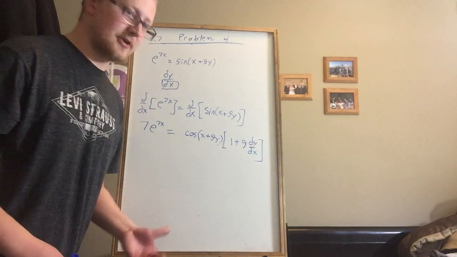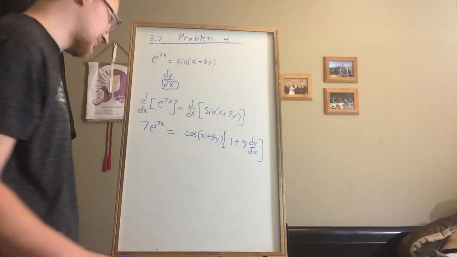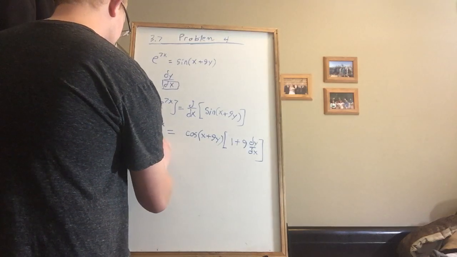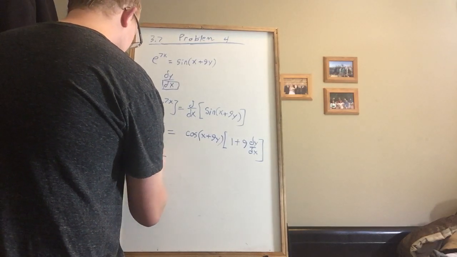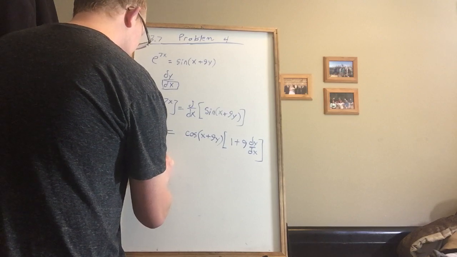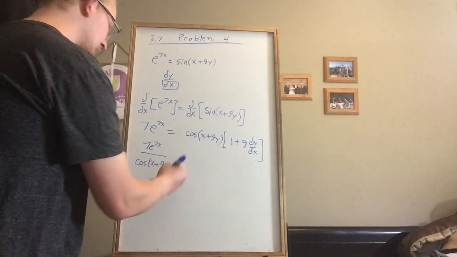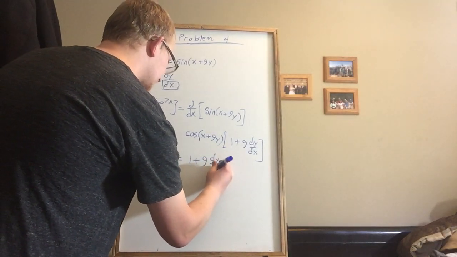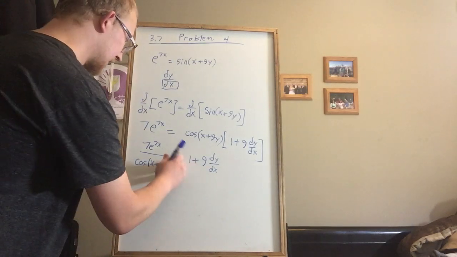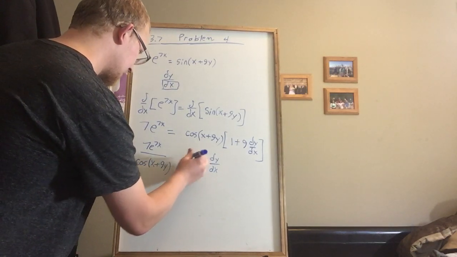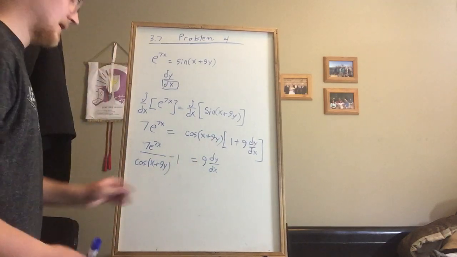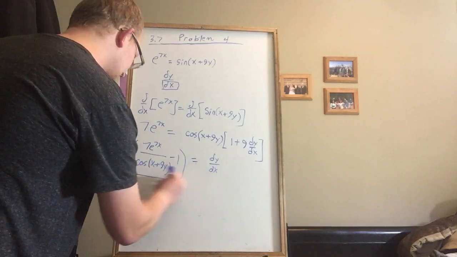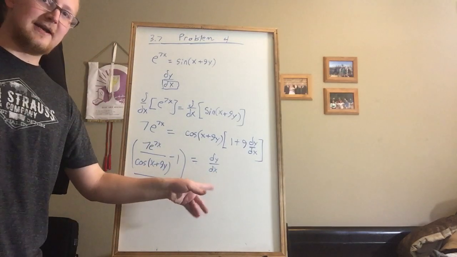Well, now our goal is to solve for dy/dx, so we're going to have to do some algebra. Let's go ahead and divide by the cosine of x plus 9y. So we'll end up with 7e to the 7x over cosine of x plus 9y equals 1 plus 9 dy/dx. So the next move is to subtract the 1 over. I'm just going to do that right here. So we subtracted the 1 over, and now we need to divide everything by 9. So we divide everything by 9, and we've solved for dy/dx.